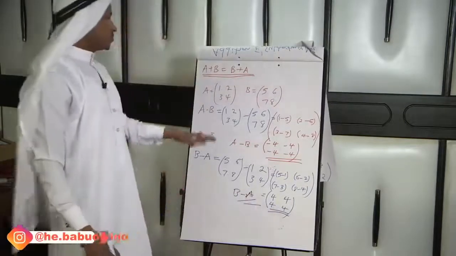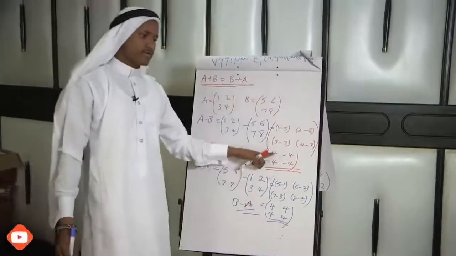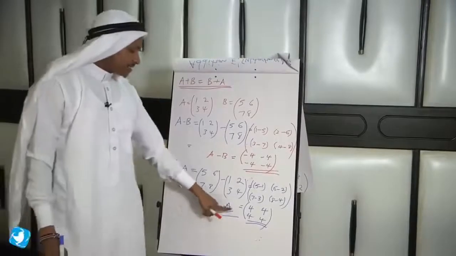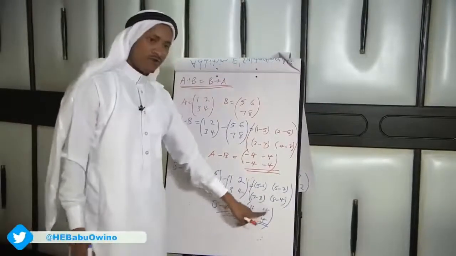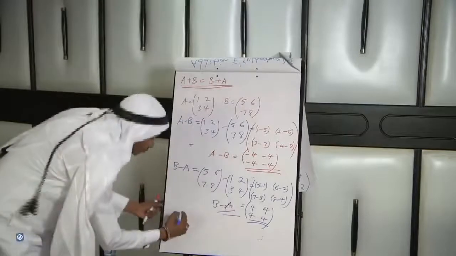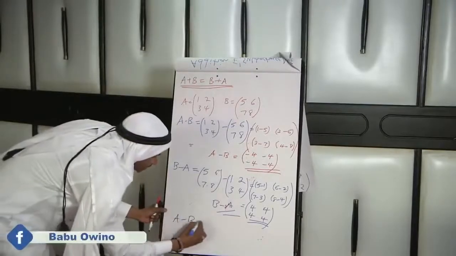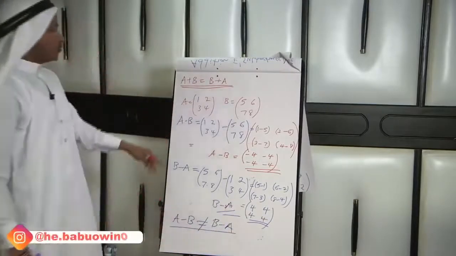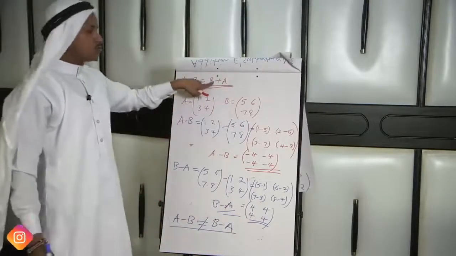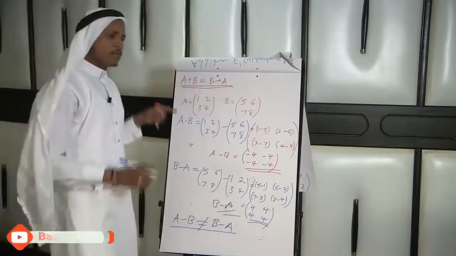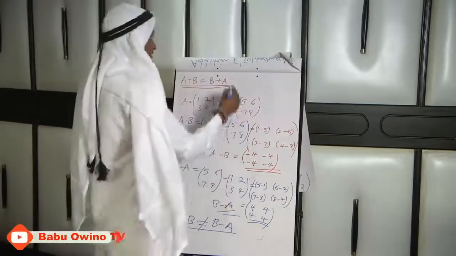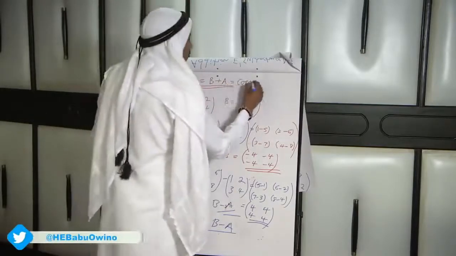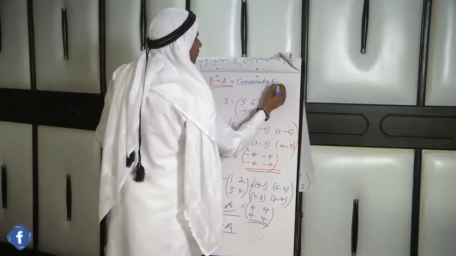So class, you note that A minus B is minus 4, minus 4, minus 4, minus 4, while B minus A is 4, 4, 4, 4. Therefore, we conclude by saying that A minus B is not equal to B minus A. Remember, we said A plus B is equal to B plus A. So the moment you add matrices, you say that in addition of matrices, they become commutative.